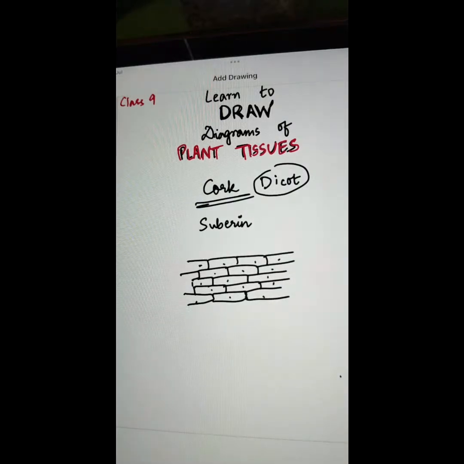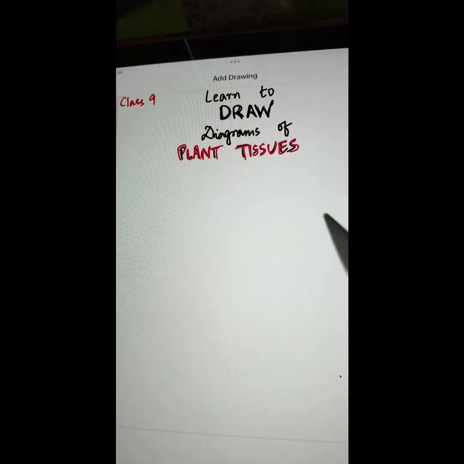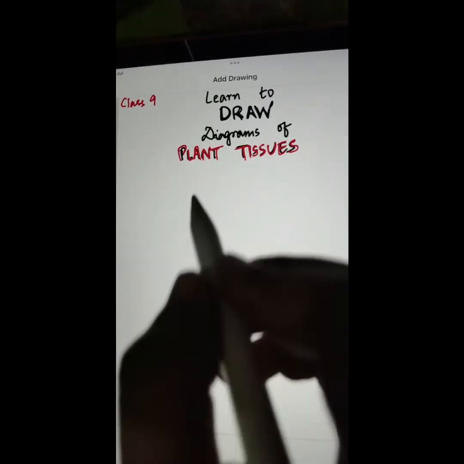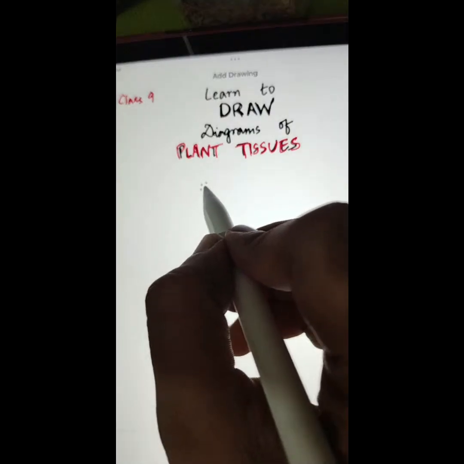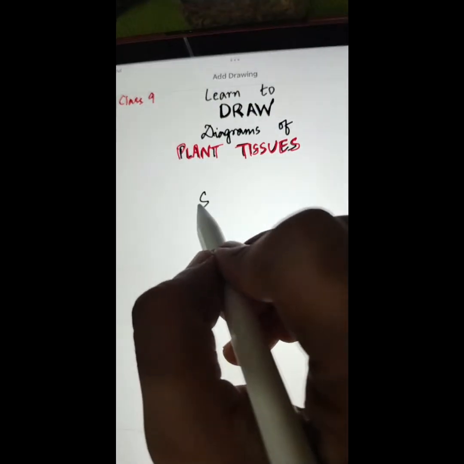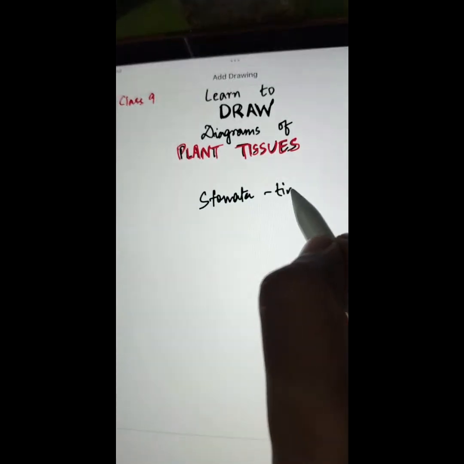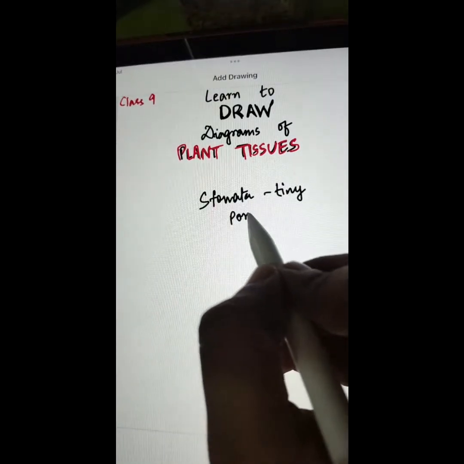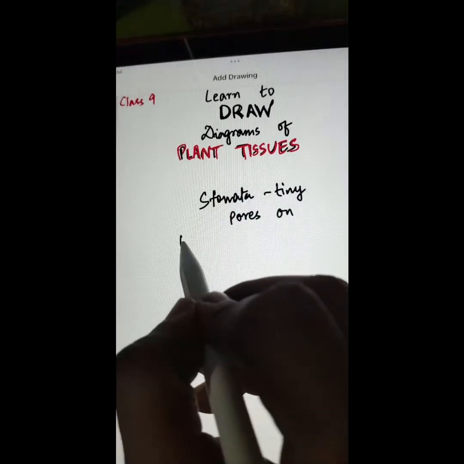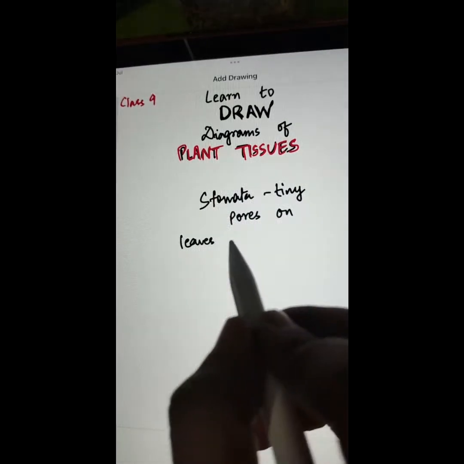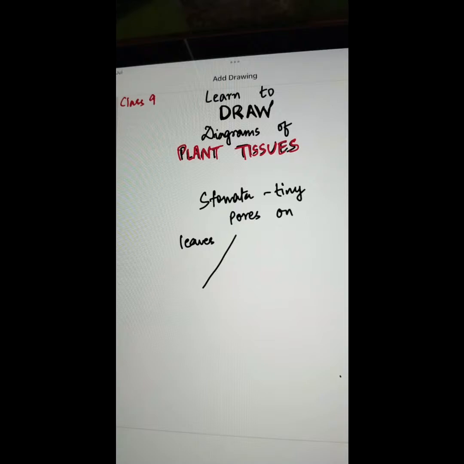Also students, the epidermis that we have done earlier, it's not regular. In the epidermis, we have stomata also. So what are stomata? The next heading is going to be stomata. These are tiny pores on leaves. Generally, their number is more on the leaves. And what are their two functions?